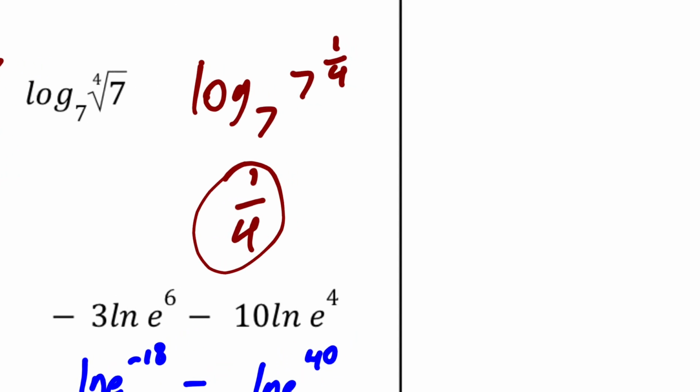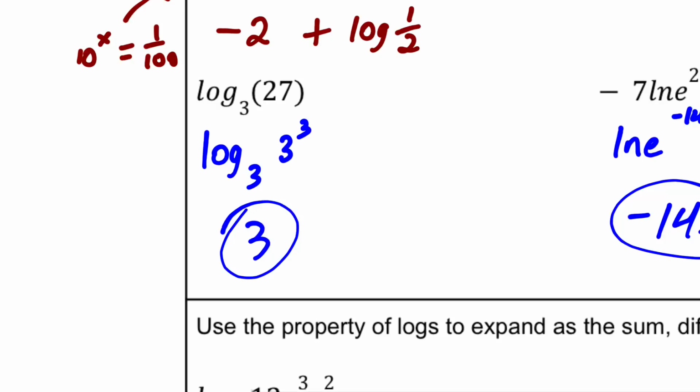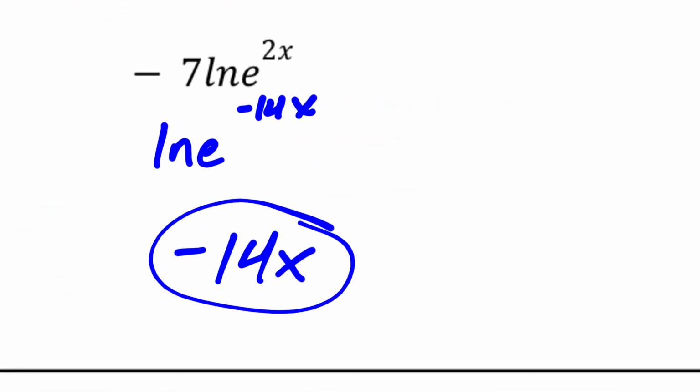For this next one, if I rewrite the 4th root of 7 as 7 to the 1/4 power, this all cancels out, and we just have an answer of 1/4. If I change 27 to a base of 3 to the 3rd power, these cancel out, we just have an answer of 3. If I put the -7 up in the exponent by multiplying, then ln e cancels out, and I have an answer of -14x.